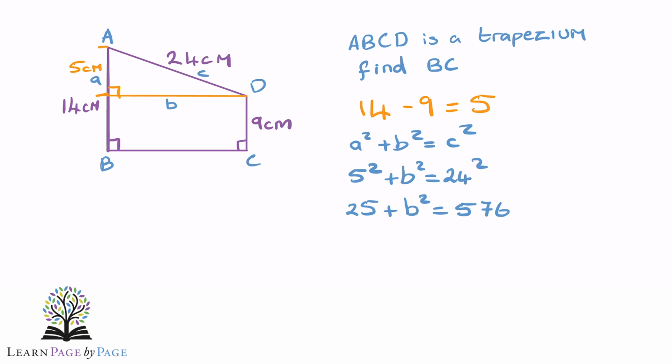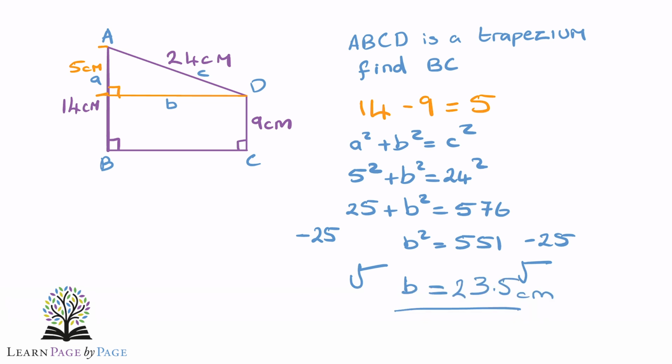We're going to subtract 25 from both sides. Gives you b squared equals 551. Square root of both sides, b equals, and that's coming up at 23.47, we'll make it 23.5, and it's centimetres. That's the length of b. That has to be BC, and so that'll be your final answer.